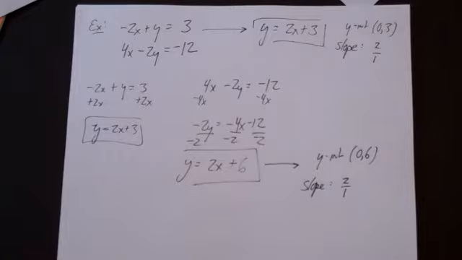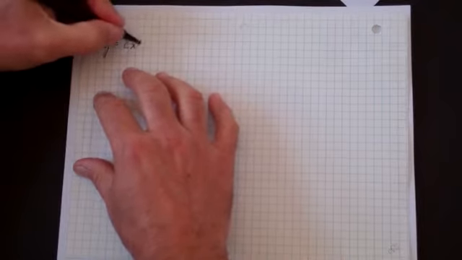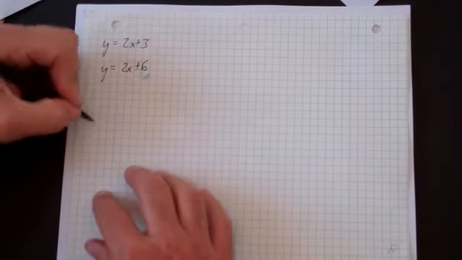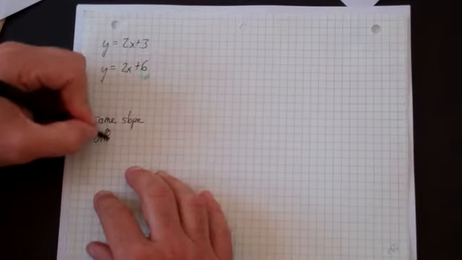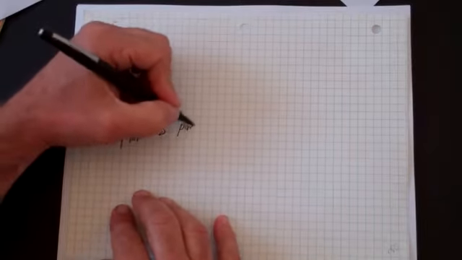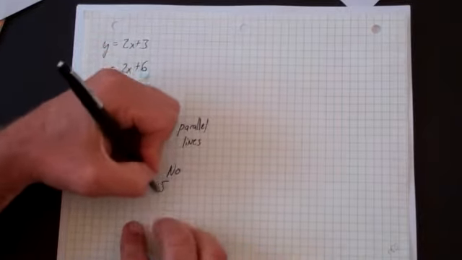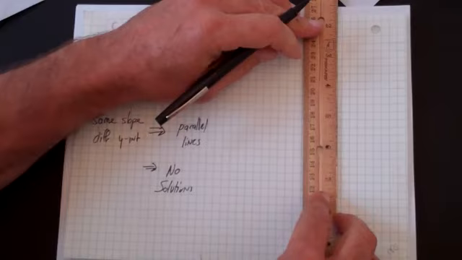If you have the same slope, well, let's just write that down, and then we'll graph it to see what it actually looks like. So here you have y is equal to 2x plus 3, and y is equal to 2x plus 6, right? So if you have the same slope and different y-intercepts, that means you have parallel lines. And if you have parallel lines, then there are no solutions. We can see that easily enough by simply graphing this.